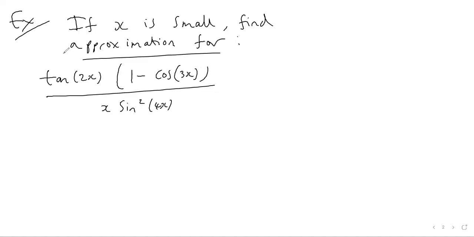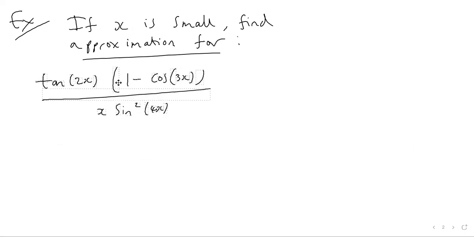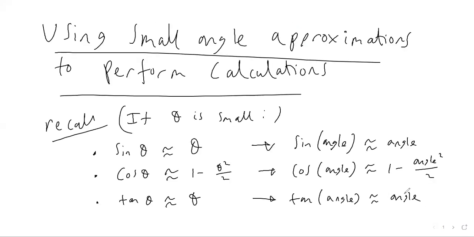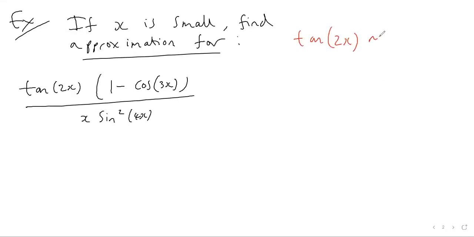So let's say you've got a question that says, if x is a small angle or small value, find an approximation for this fraction here. The fraction is tan 2x times 1 minus cos 3x, divided by x times sine squared of 4x. So let's use our small angle approximations. Let's start with the tan one. Tan of the angle is approximately the angle, so tan of 2x is approximately 2x.